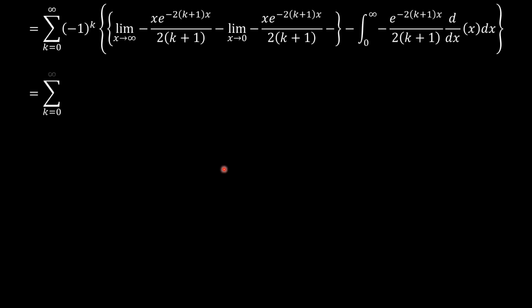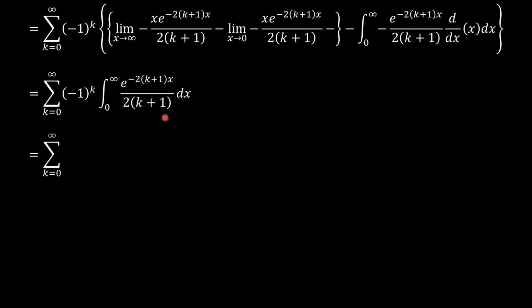So, taking that into consideration, the derivative of x leaves us with this negative here, and this negative and negative here interact to become 1. So the derivative of x leaves us with only e to the power negative 2 times k plus 1 times x over 2 times k plus 1.